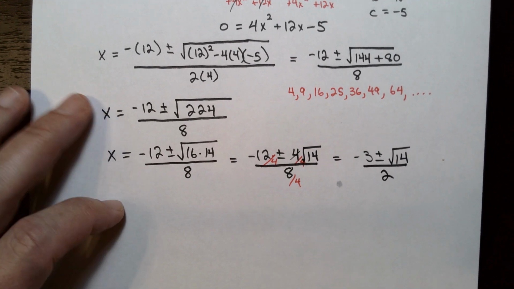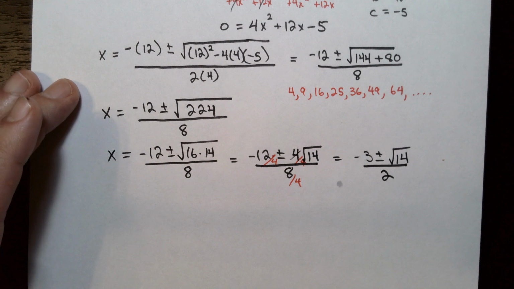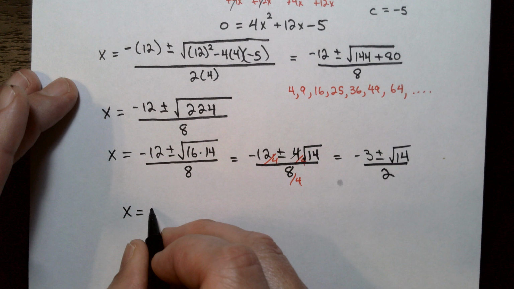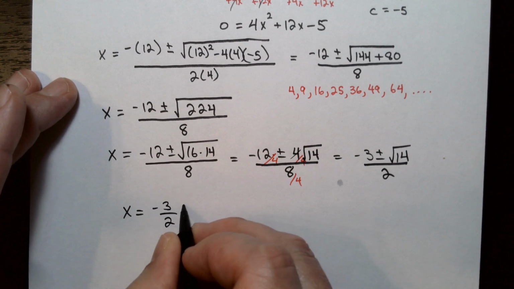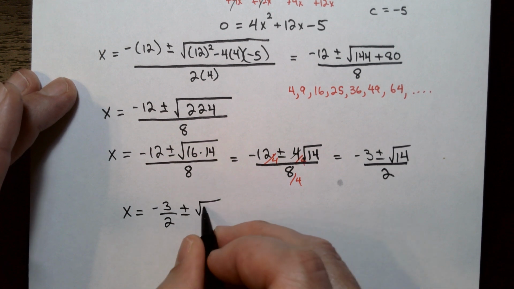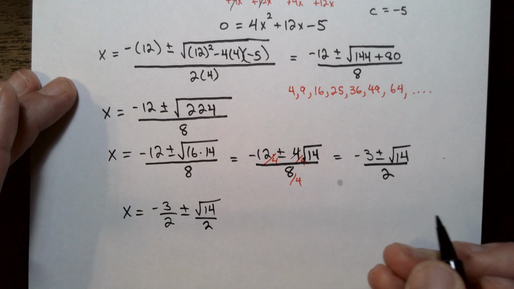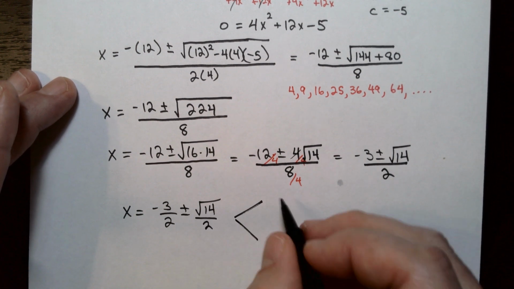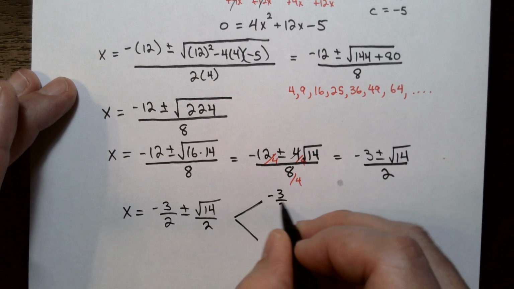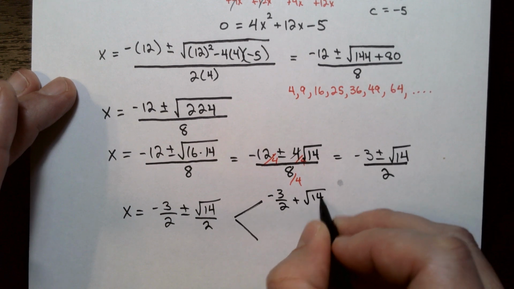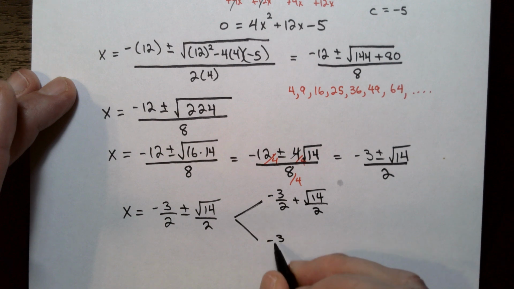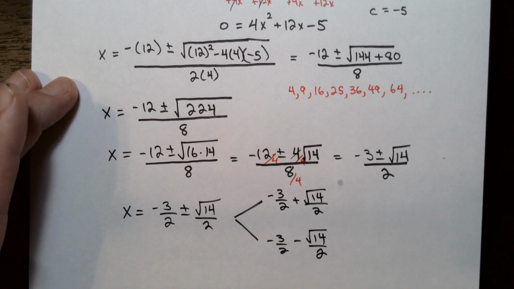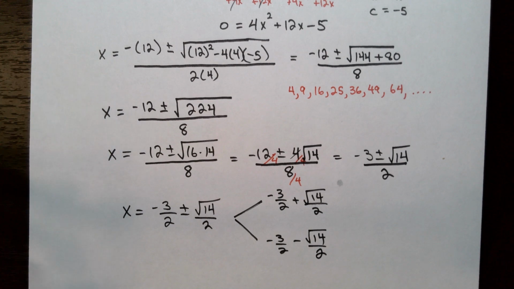Okay, if you want to split it up into two separate ones, you can do it a couple different ways. You can do this, -3 over 2 plus or minus square root of 14 over 2. That's an acceptable form. You could also, if you wanted to split it up into two separate answers, do this, -3 over 2 plus square root of 14 over 2, and -3 over 2 minus the square root of 14 over 2. Okay, let's go on and look at another problem.